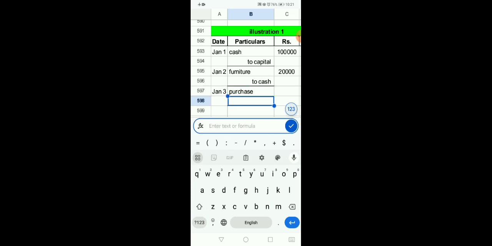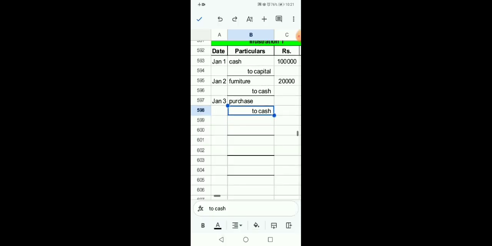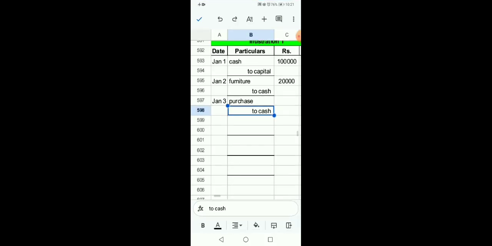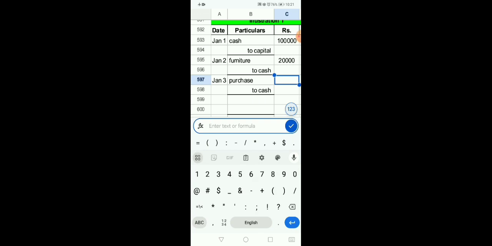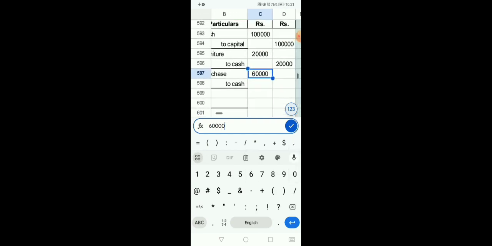Goods were purchased, and how you will buy anything, you will have to pay. That means cash will be going out, cash in hand would be decreasing. Cash in hand is your asset, asset is decreasing, decrease in asset should be mentioned on credit side. So you will write cash on credit side. This was entry for January 3rd, and January 3rd entry's amount is 60,000. So you will put 60,000 on debit side, and same amount you are supposed to write on credit side. All right, January 3rd entry is completed.